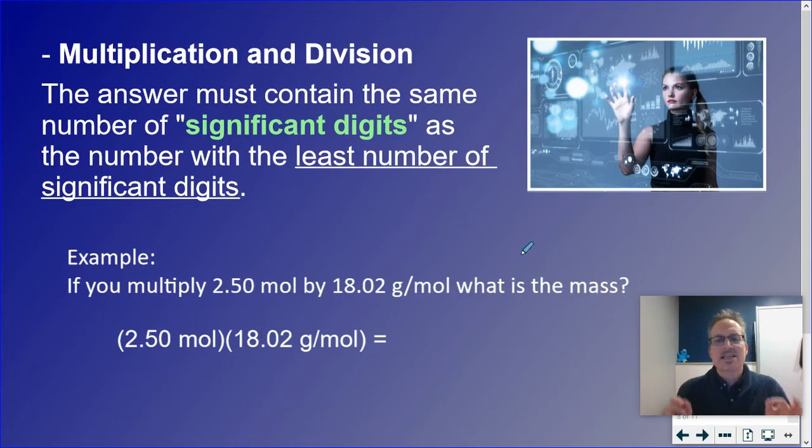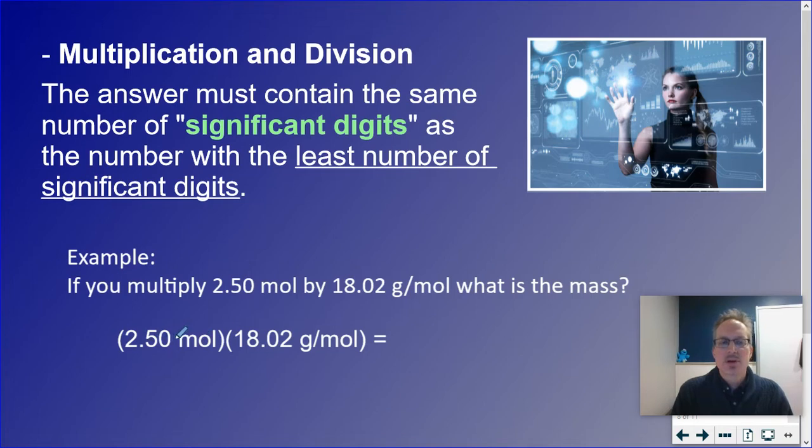Multiplying and dividing is a totally different rule. When figuring out the significant digits for multiplying and dividing, this time we put our answer in the least number of significant digits. It has nothing to do with decimal places. So let's try an example.